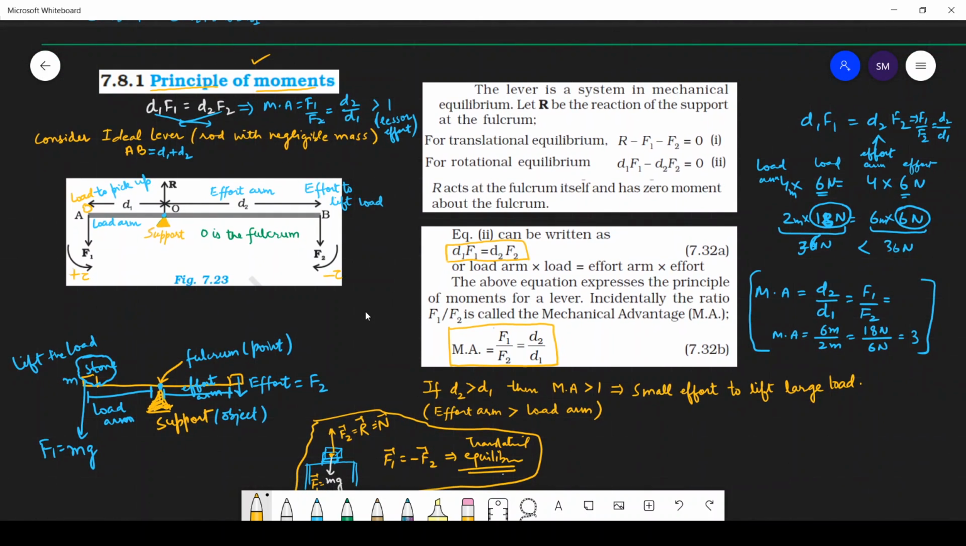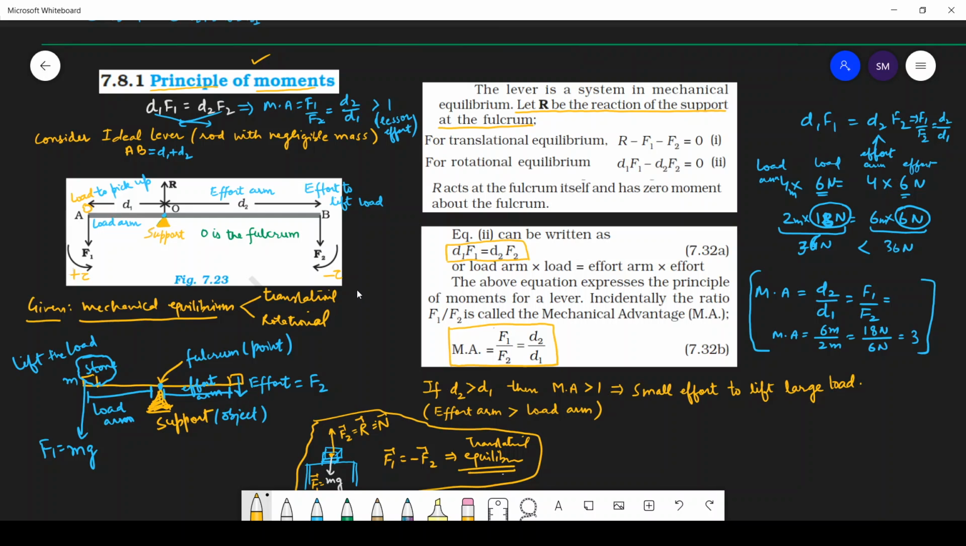Got it? See, R is the reaction of the support at the fulcrum. Sir, then R is providing translational equilibrium there. See, there are both equilibriums. One thing is given that I have not told you yet: mechanical equilibrium. So there will be both equilibriums, translational and rotational.